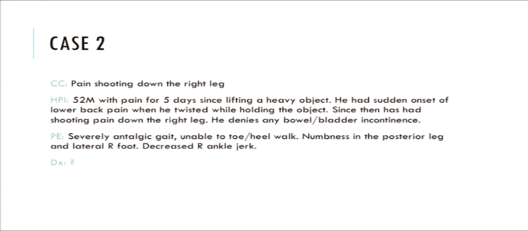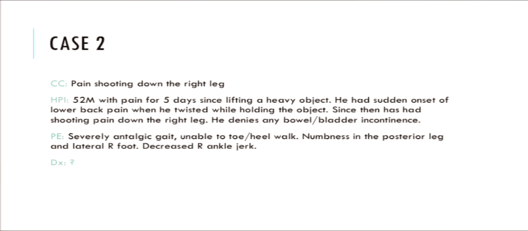Case two. Okay, so case two, pain shooting down the right leg. It's a 52-year-old male with pain for 5 days since lifting a heavy object. He had sudden onset of lower back pain when he twisted while holding the object. Since then, he has had shooting pain down the right leg. He denies any bowel or bladder incontinence. He's got a severely antalgic gait, unable to toe or heel walk on the right due to pain. Numbness in the posterior leg and lateral right foot, decreased right ankle jerk, right?